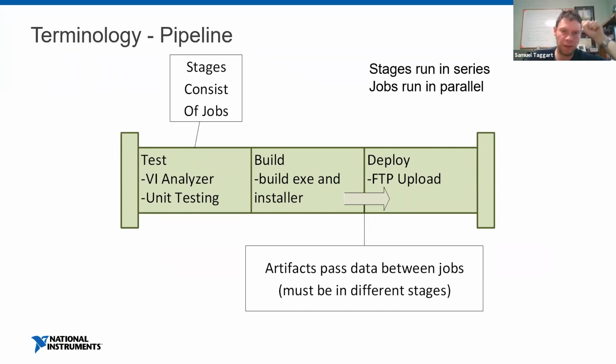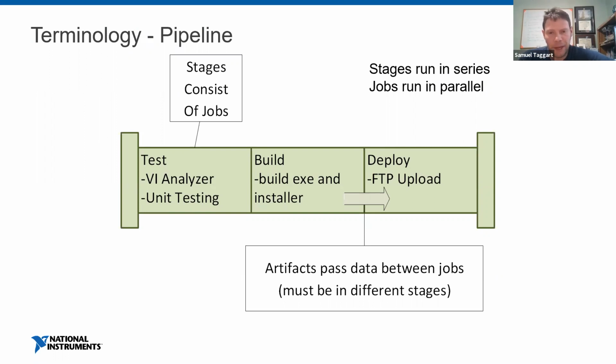So in this particular pipeline, the test stage executes first. If everything in that passes, then we execute the build stage. If everything in that passes, then we execute the deploy stage. And then inside each stage, we can have multiple jobs, and jobs can actually run in parallel. So the VI analyzer and the unit testing, if we had two different machines set up, we could run those in parallel because they don't impact each other. Right, so stages run in series, jobs run in parallel.